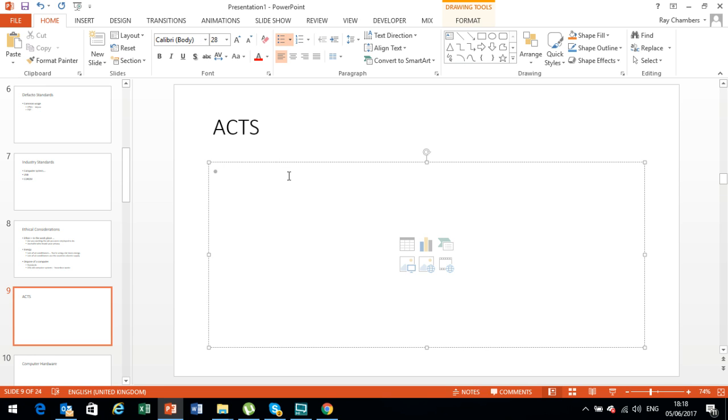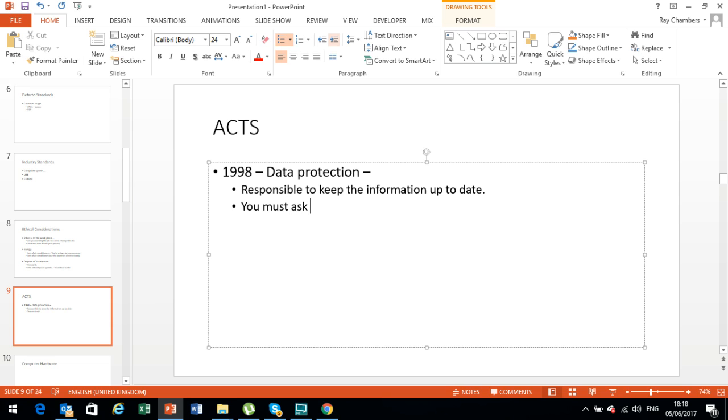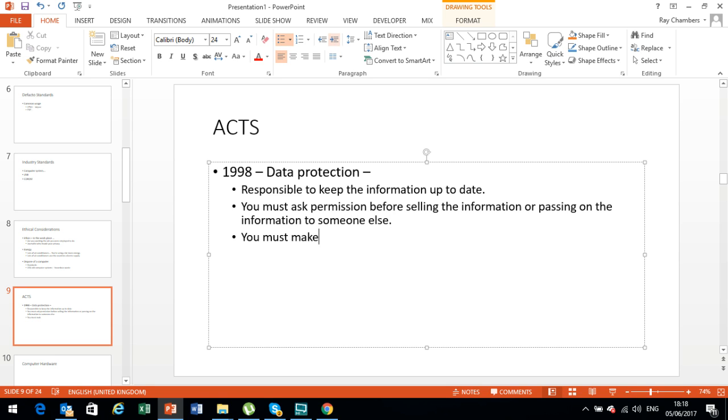You will remember this. So we have the Data Protection Act, which was established in 1998. This basically means that you are responsible to keep the information up to date. You must ask permission before selling the information or passing on the information to someone else. You must make sure that the information is kept safe and secure.